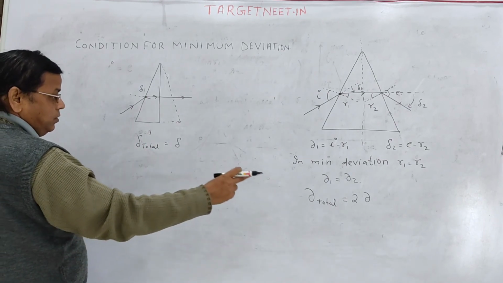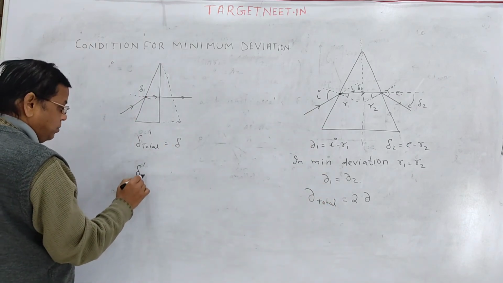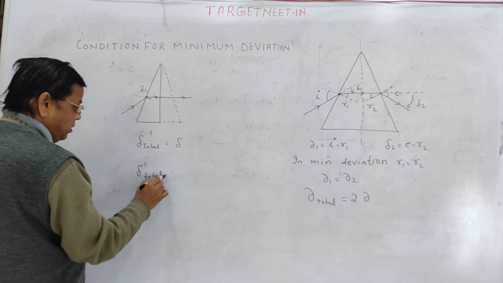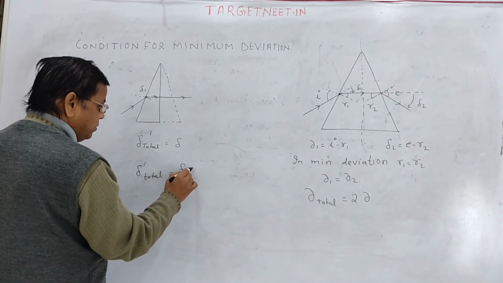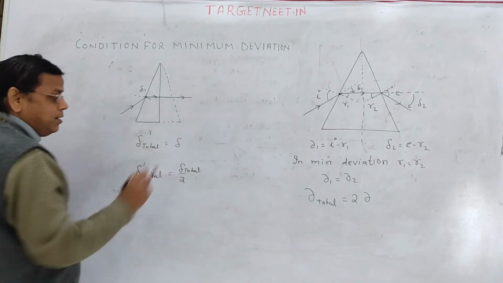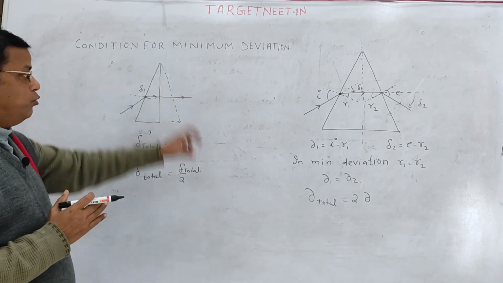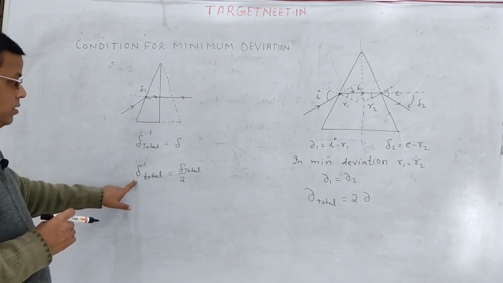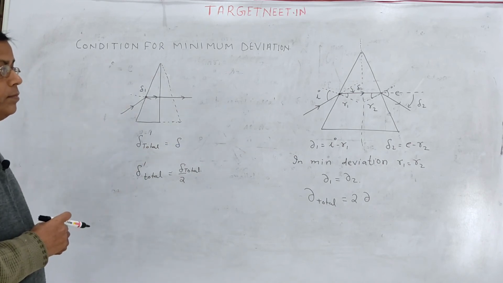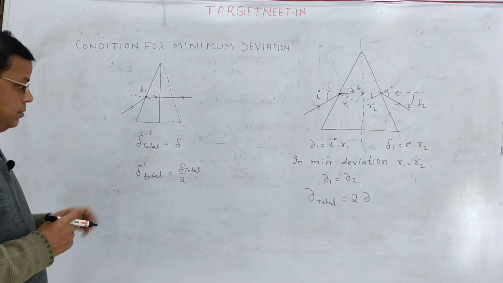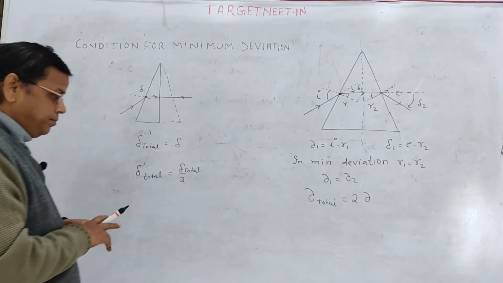And you know delta is equal to total deviation in the earlier case divided by 2. So delta prime total is equal to delta total by 2. It means if I cut half the part of the prism and remove it, then the deviation remains half of the earlier value of deviation. You understand? So remember this thing.